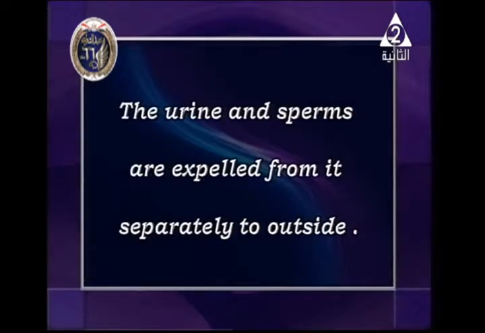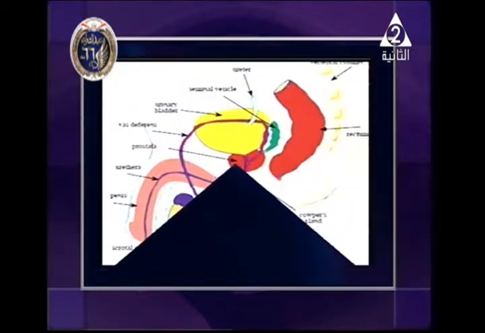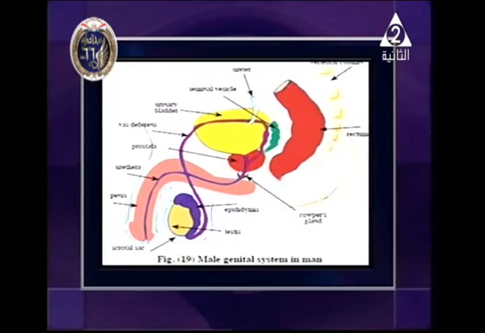What does it mean, separately? I mean that the urine and the sperms cannot pass at the same time. This is what is meant by separately. One of them comes outside before the other. And this is the form of the male genital system as you know it. Rapidly, we're going to revise it.